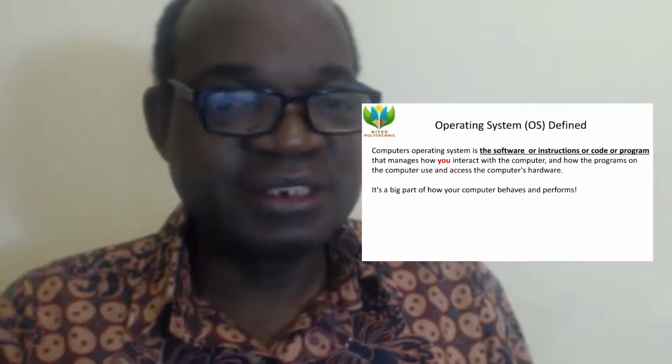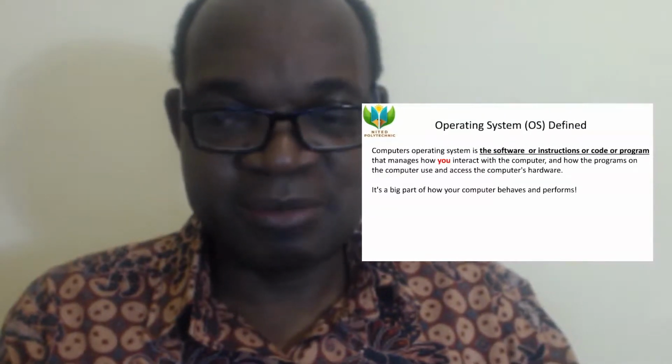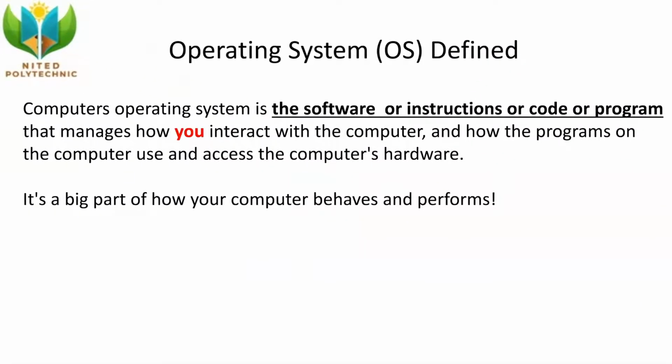So if we want to define it, operating system, what are we talking about? We can define it like this. Computer operating system is the software or instructions or codes or program that manages how you, in particular, interact with the computer. So you talk to a computer, you interact with the computer. For computer to reply you back, you need a software to say hello to a computer, to type something to a computer. So that software or instruction you give to a computer is referred to as operating system.